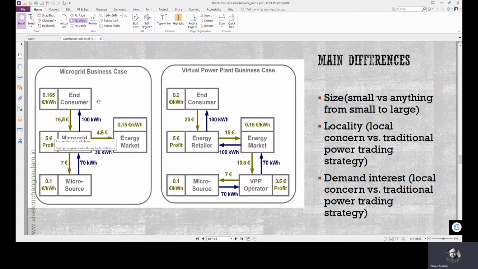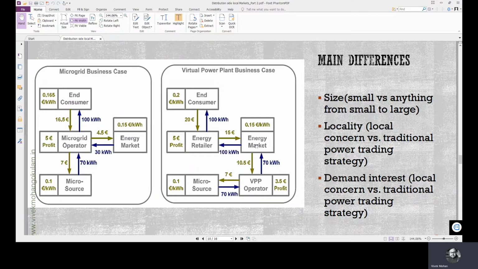You can see here the first one is the microgrid business case and the second one is a virtual power plant business case. In the first case, there is a direct transaction between the microgrid operator and the end consumer, and also between the micro source and the microgrid operator. But in a virtual power plant, we don't have a direct transaction between the end consumer and the virtual power plant operator. There are intermediaries in between. That is, an energy market is there and an energy retailer is there. The direct transaction is between the end consumer and the energy retailer.